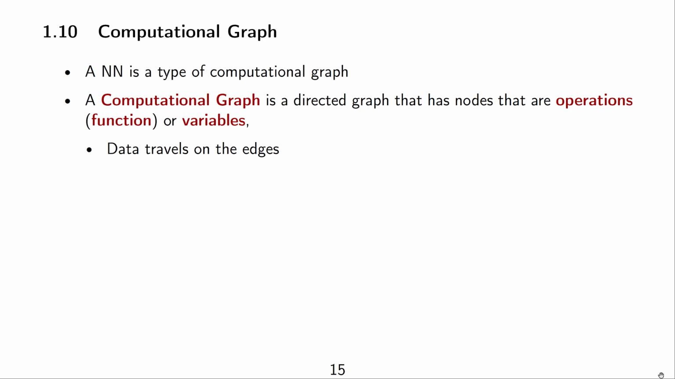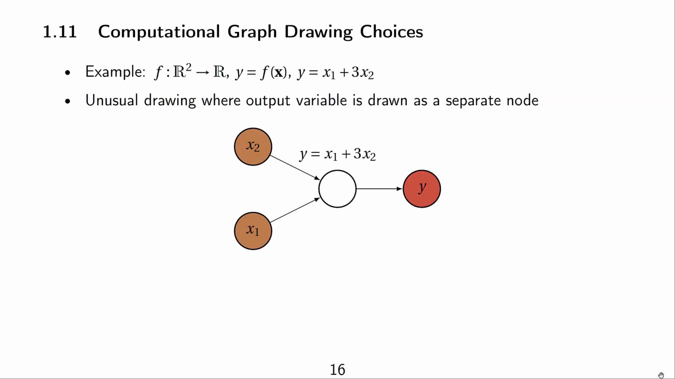So we'll look at the concept of a computational graph, and loosely speaking, a neural network is a type of computational graph. A computational graph is a directed graph where the direction of the edges indicates the direction of the data flow, and the nodes of this graph are the operations, functions, or variables. And the data travels on the edges. Let's look at a simple example. We have a function with 2 inputs and 1 output, y equals f of x, y equals x1 plus 3x2. So the input is a vector with 2 components, x1 and x2, and the output is a scalar.